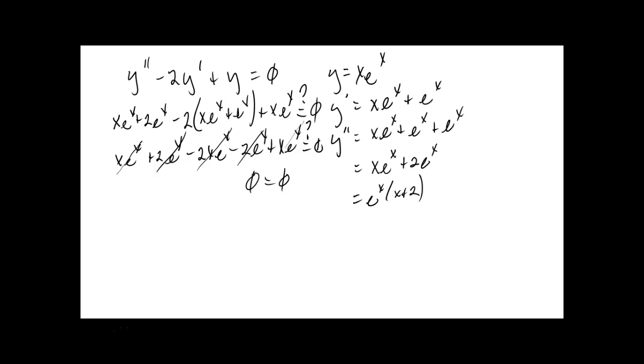These two add to 2x e to the x minus 2x e to the x, 2 e to the x minus 2 e to the x, all those add to 0. So sure enough, we verified that solution. That is a solution to that differential equation. Any questions on that?